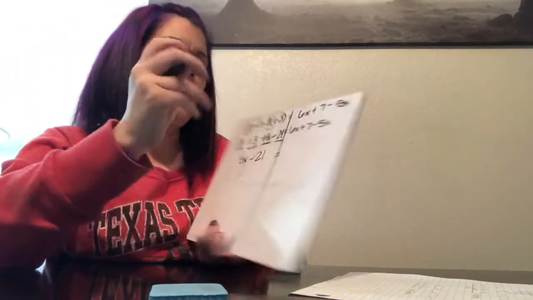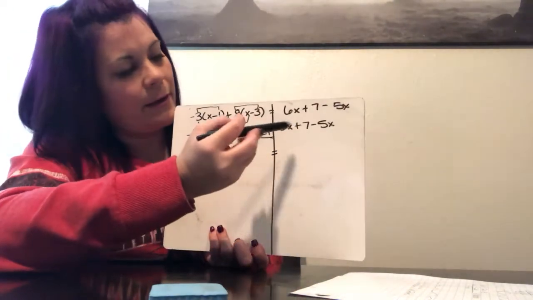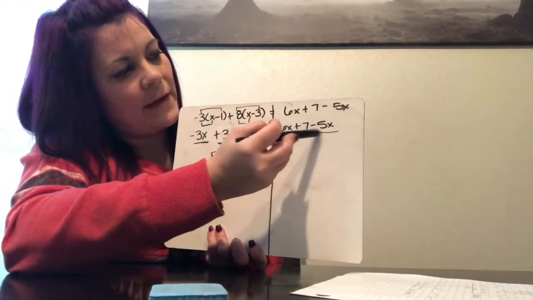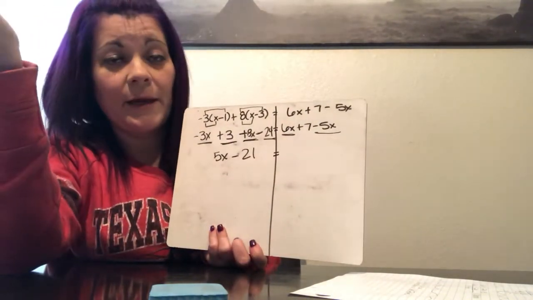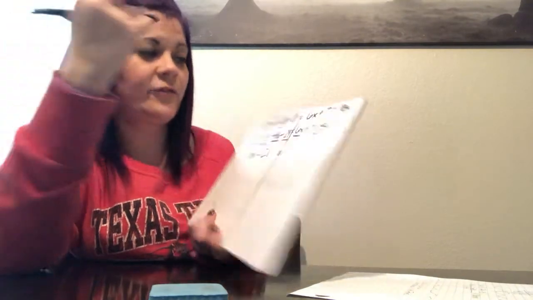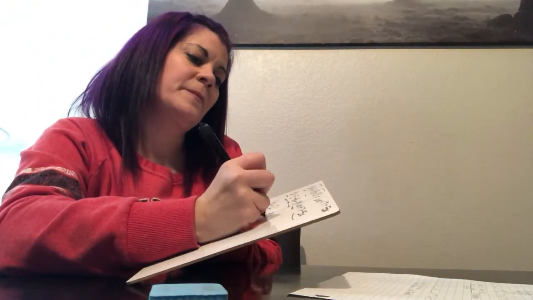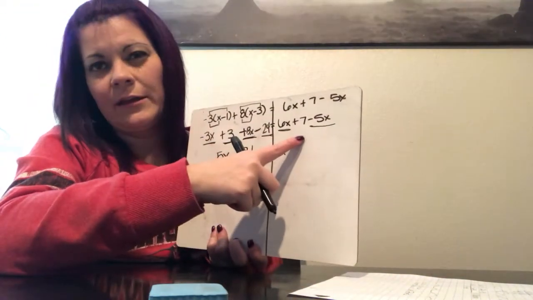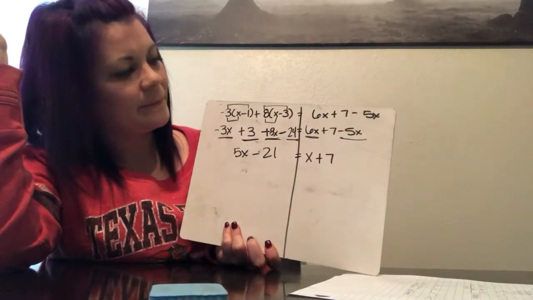Then on this side, I can combine 6x minus 5x. Well, 6x minus 5x is just 1x. So 6 minus 5 is 1. And then there's nothing to combine the 7 with, so I would just bring it down, x plus 7.